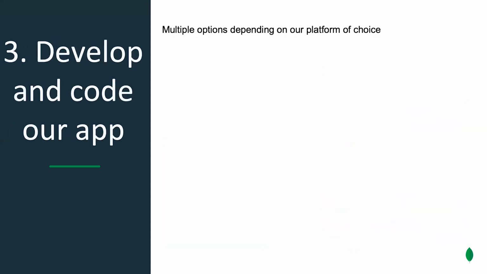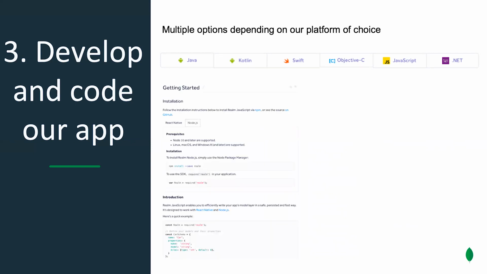So now we get to the part of developing some code for our application. As I said, he's not a mobile developer, but he has done some programming in college and outside of that. So he was looking at which option would be the best for him. In this case, he saw that he could do this either in Java, Kotlin, Swift, Objective-C, JavaScript, or .NET. And he decided that JavaScript was probably the easiest for him.